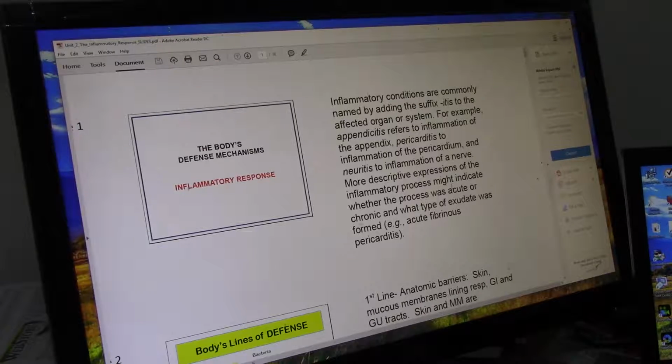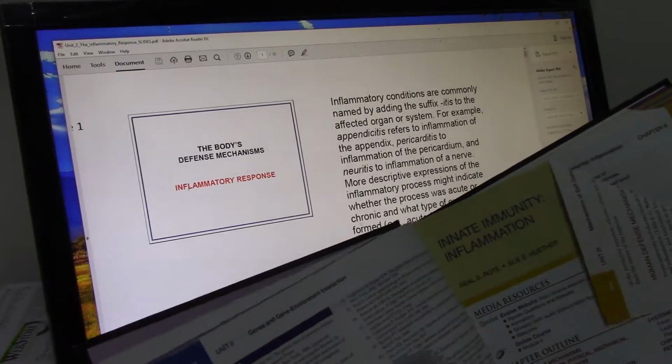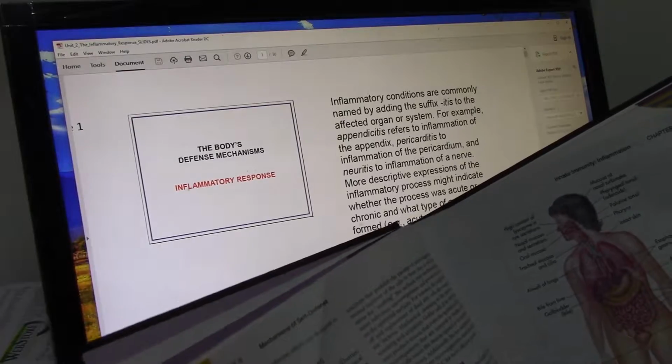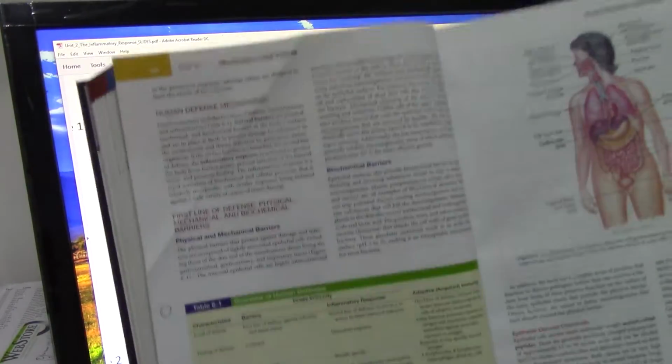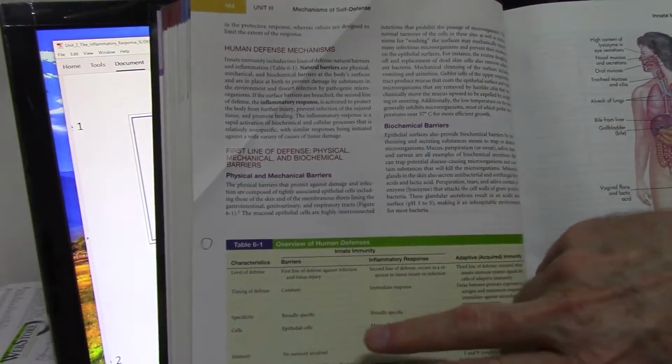Okay, ladies and gentlemen, before we get into the PowerPoint for the course, I want to turn to a couple of very important parts in your McCants book. Of course, this is the section on innate immunity or inflammation. And a couple of the areas that I'd like you to focus on that I think can really bring you up to speed. The first one is this table here.